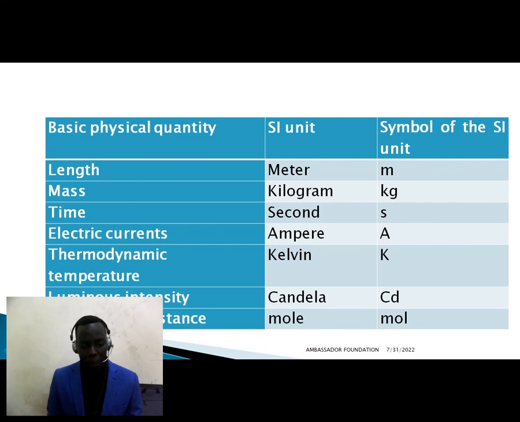We measure them. The difference between the derived quantities and the basic quantities is that basic quantities are measured directly by use of measuring instruments. Derived quantities you have to obtain through multiplication or division. For example, volume, density, momentum, such things.